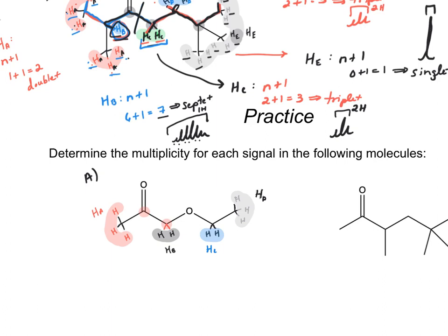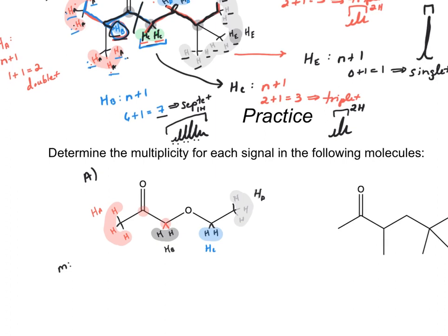Okay, so now multiplicity for each signal. All right, we're going to start with HA. For multiplicity, which I usually abbreviate M, we're looking for nearby protons that are non-equivalent, that are within 2 to 3 sigma bonds away. So if we start by counting in, we have 1 sigma bond, 2 sigma bonds, 3 sigma bonds, and then at the very end here, 4 sigma bonds, okay?